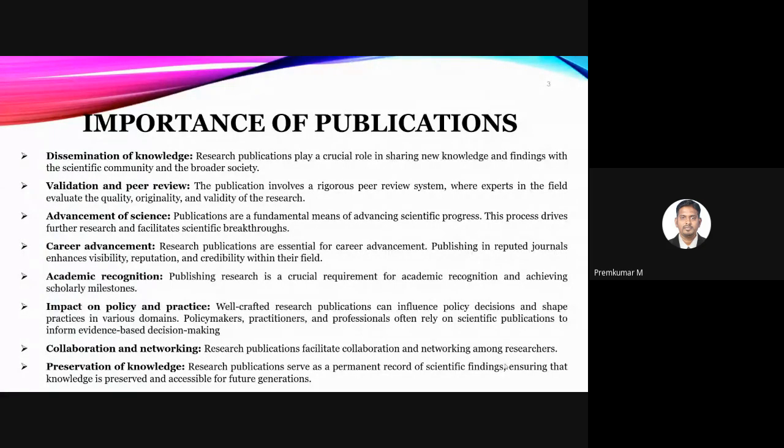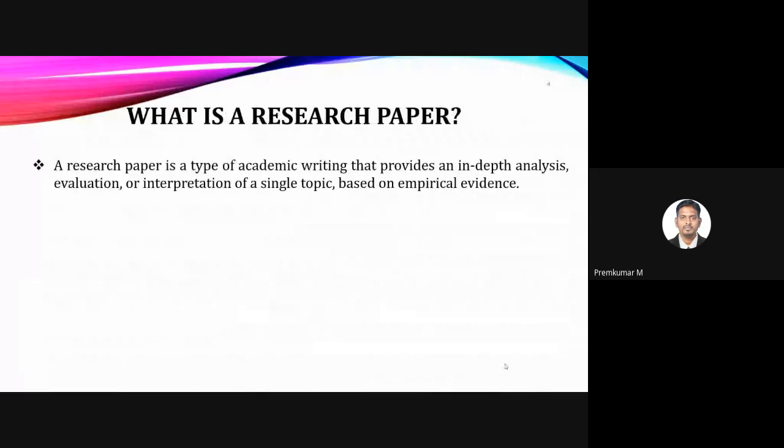The publications are the permanent record, because you might know that all the publications come with a digital object identifier, that is a DOI. So when it is deposited with the DOI, it's a permanent record of the scientific findings of what you have done, and it can be accessed by anyone, by the future generation. So these are all the very important points to be considered on why we have to go for publications. Okay, and next I'll be talking about what a research paper is.